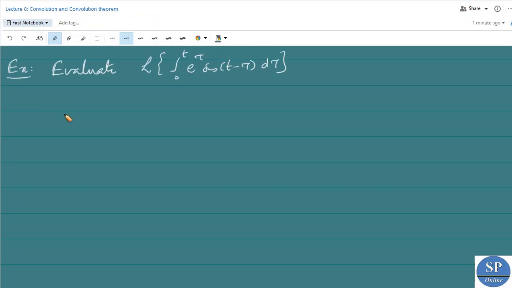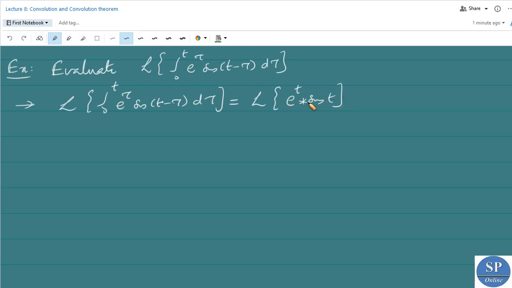Now we can discuss an example. Evaluate the Laplace transform of this integral, 0 to t, e^tau sin(t minus tau) d tau. So to find the Laplace transform of this integral, we know this integral is nothing but the convolution of e^t and sin t. So we have the Laplace transform of the integral 0 to t e^tau sin(t minus tau) d tau is equal to, from the previous example, the Laplace transform of e^t star sin t.